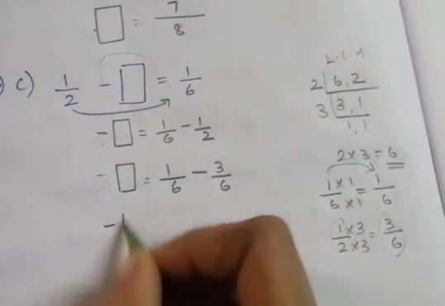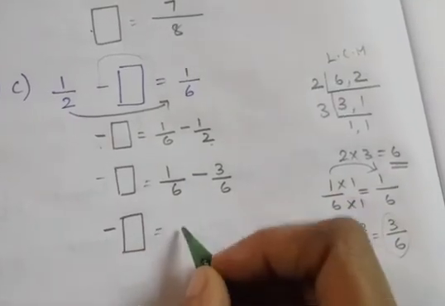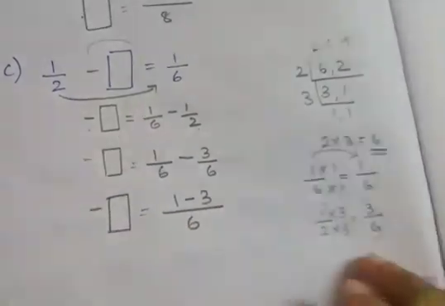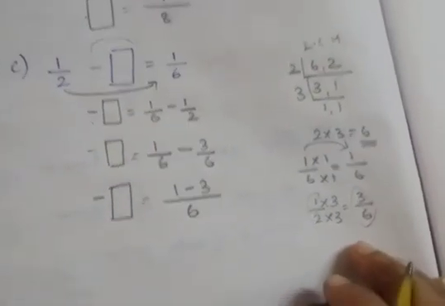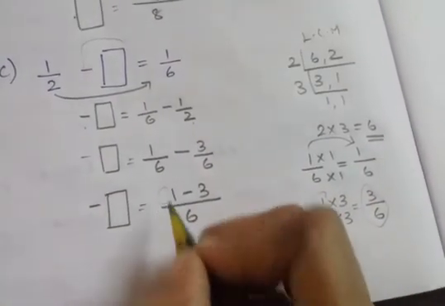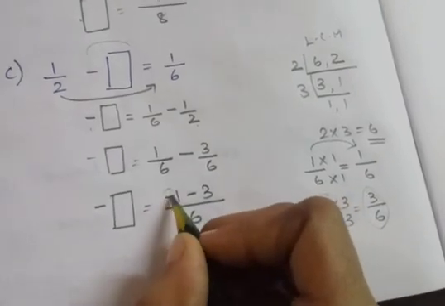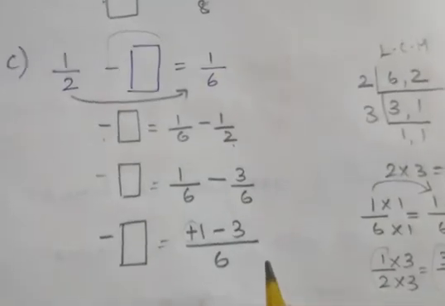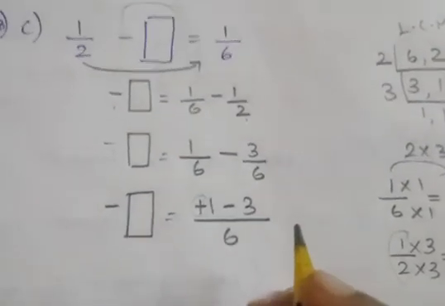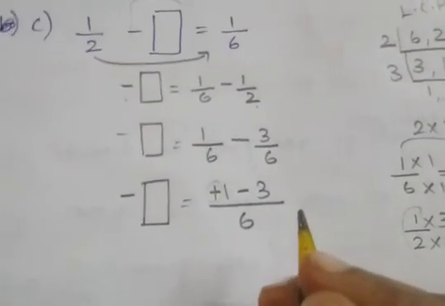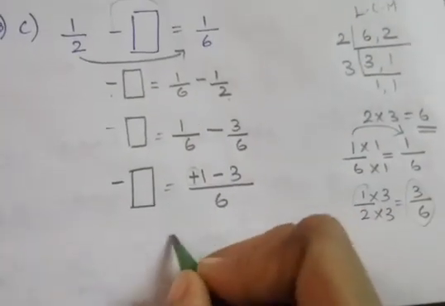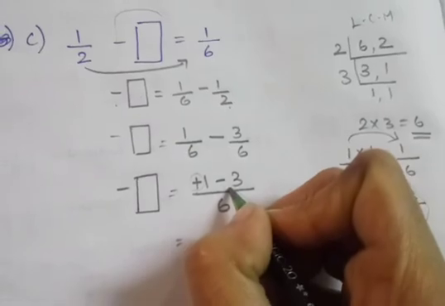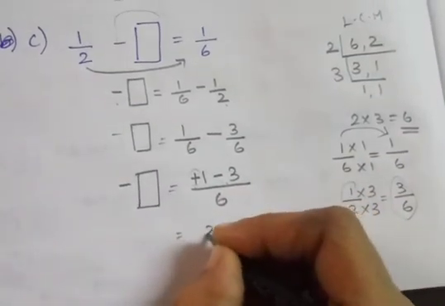Okay. Now minus box is equal to, both are same, 1 minus 3. See, if there is no symbol given in front of 1, what is the meaning? Plus 1, right? So here, plus 1 minus 3. Both are different symbols, so you should subtract it. 3 minus 1 is 2.